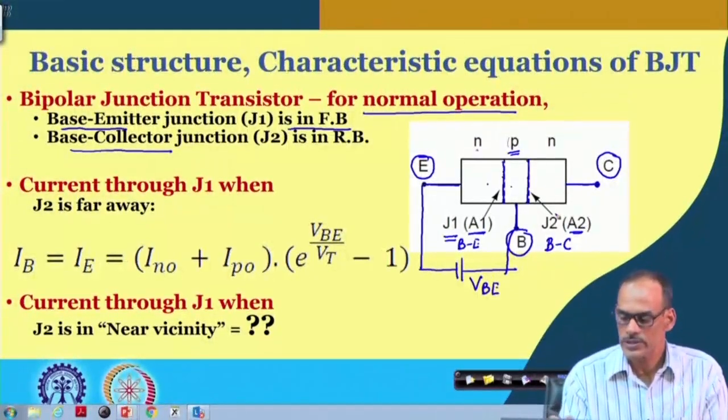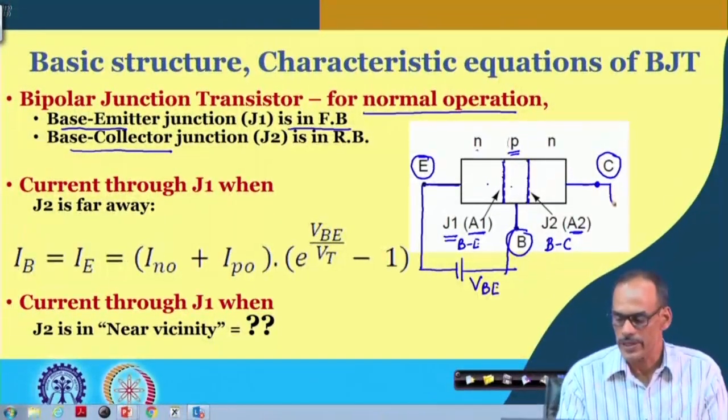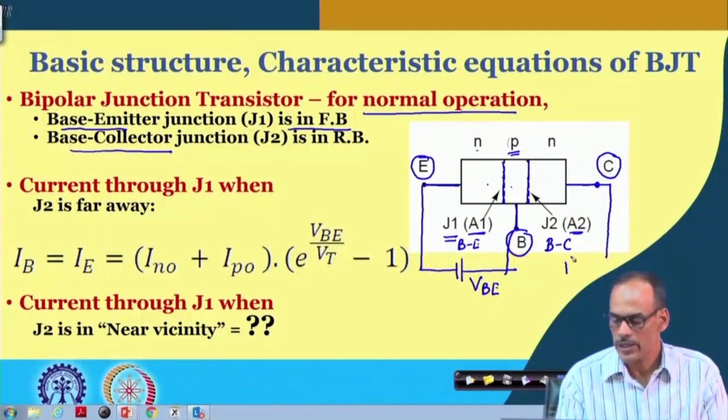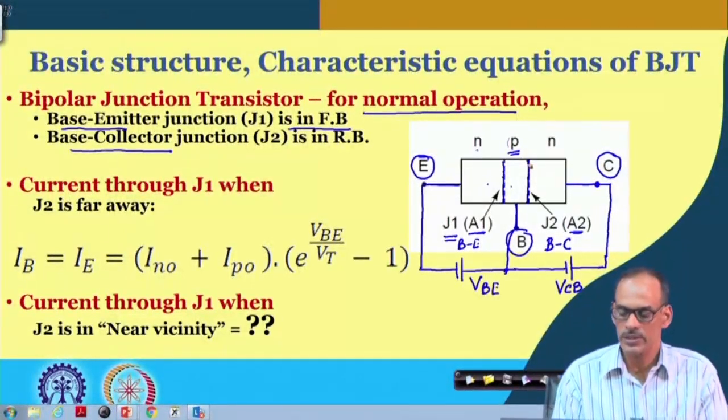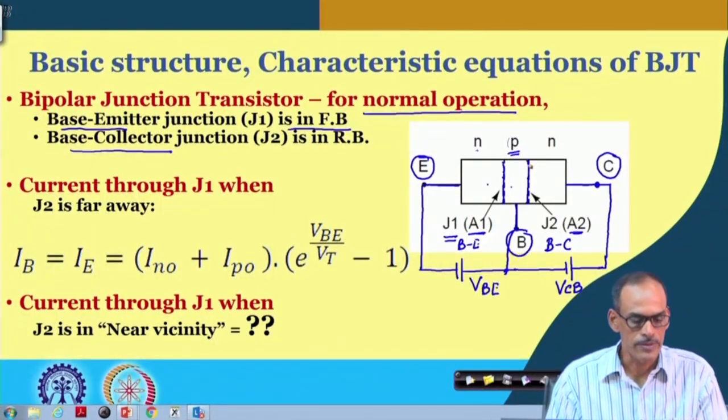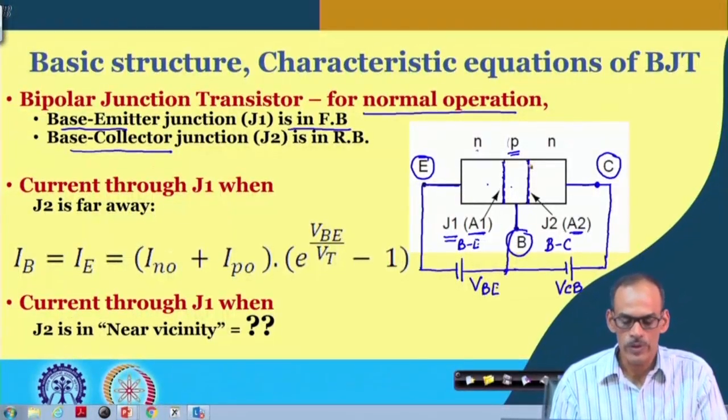So, this junction J2 is reverse biased, which means that this N region has a higher potential than the P region. Okay. So, this you may say is VCB. This side is positive with VCB, which makes the second junction reverse biased.